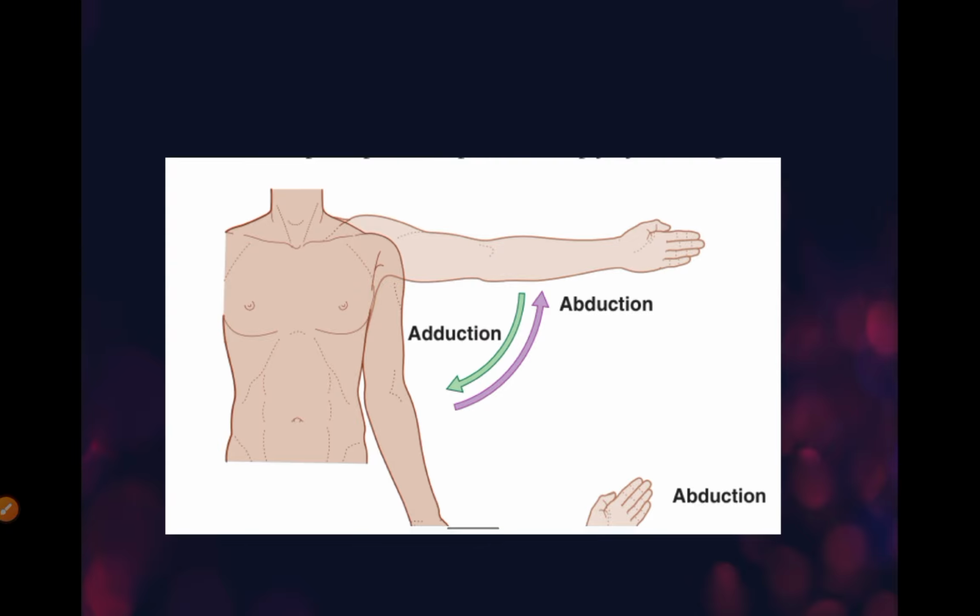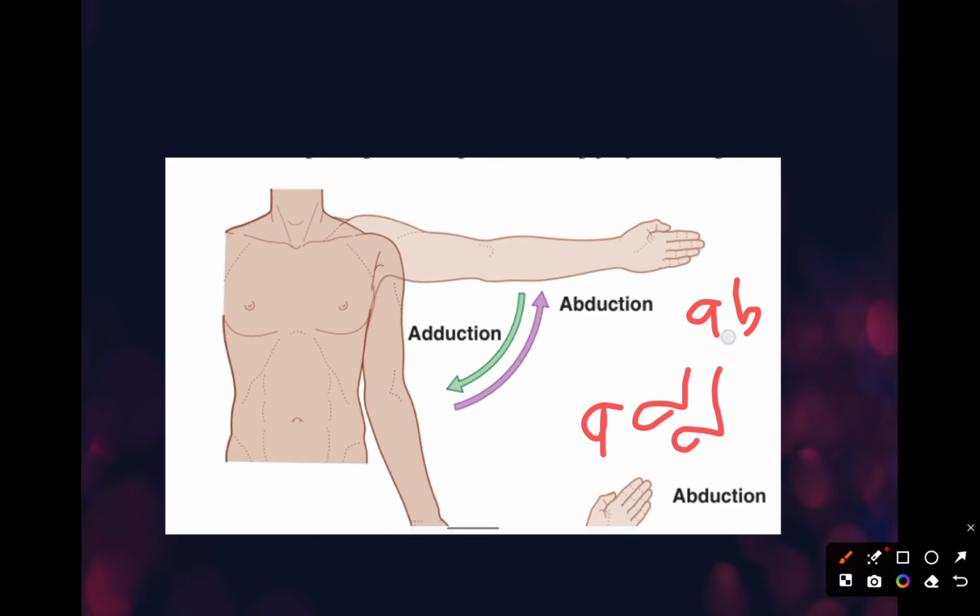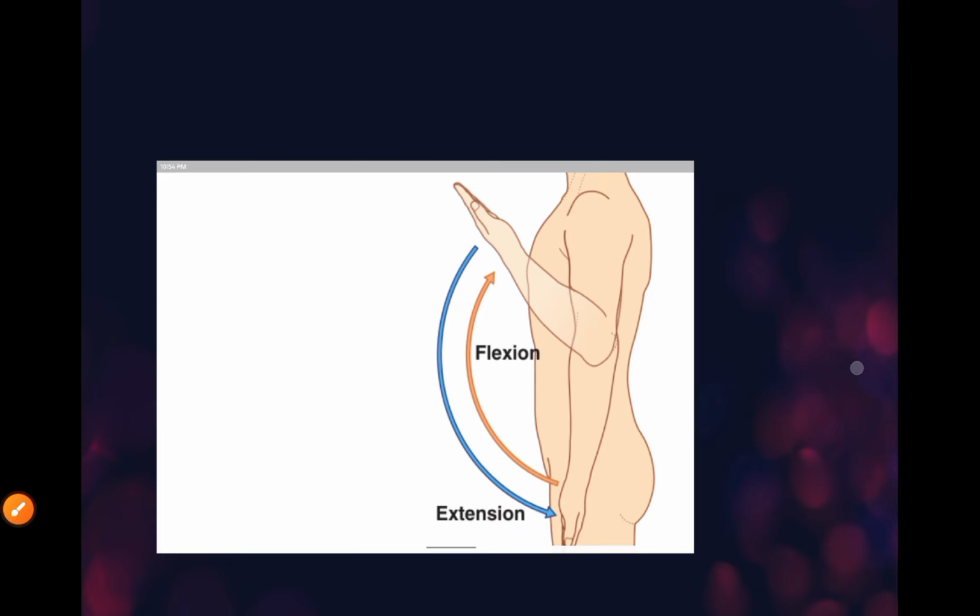Adduction means moving towards the body. ADD, adduction. ABD, abduction. Have you heard of normal and abnormal? When somebody says you are abnormal, that person means you are not behaving normally. And when somebody says you are normal, it means you are behaving normally. So let's use that word to understand this. Ab, meaning you are moving away. Add, you are adding, like addition in mathematics. Adduction means you are moving towards the body.